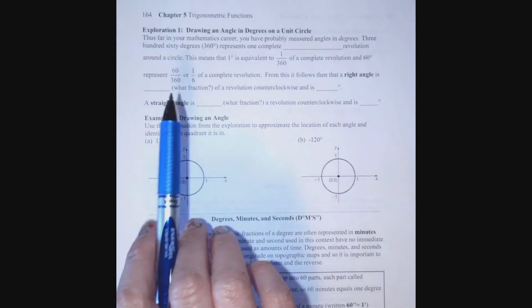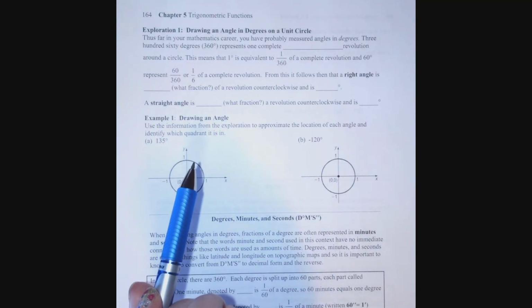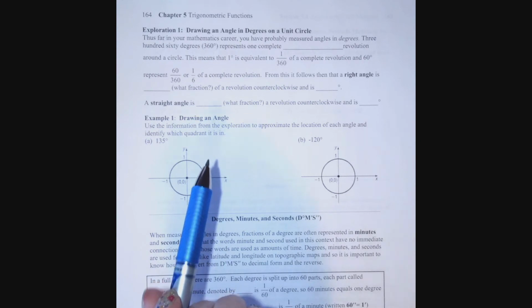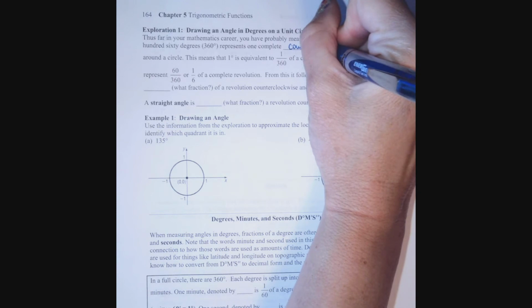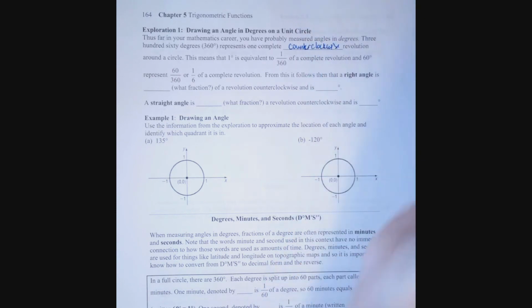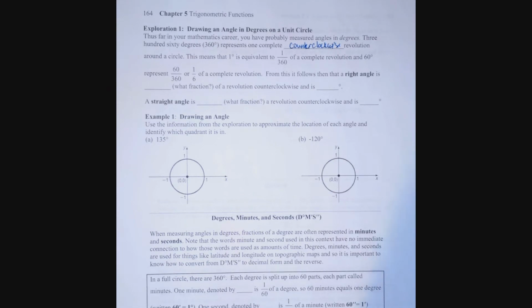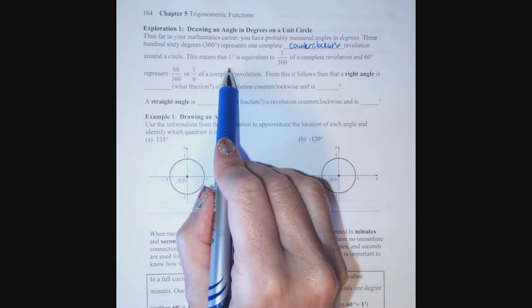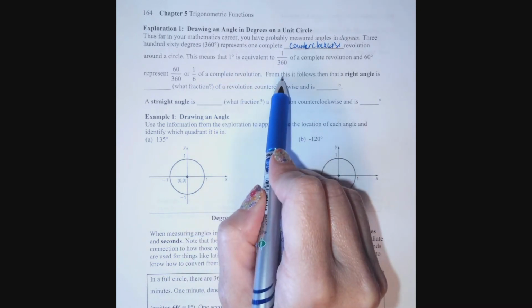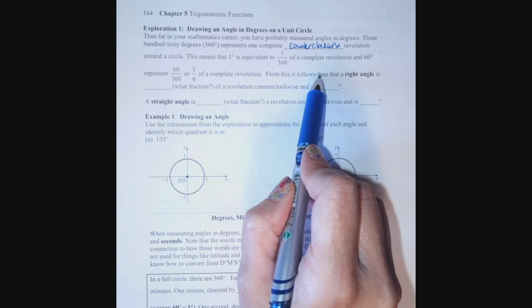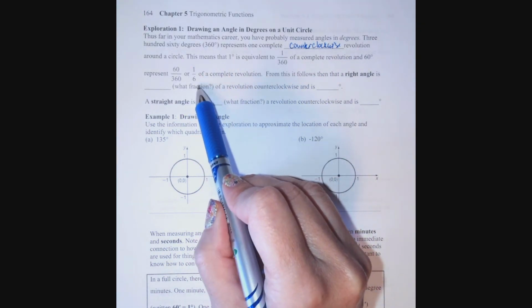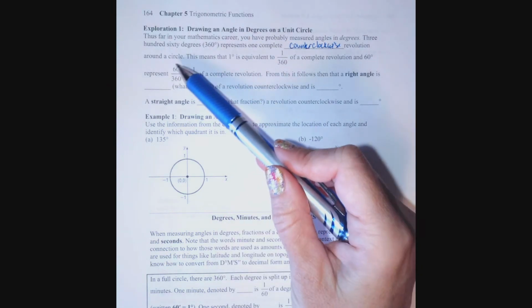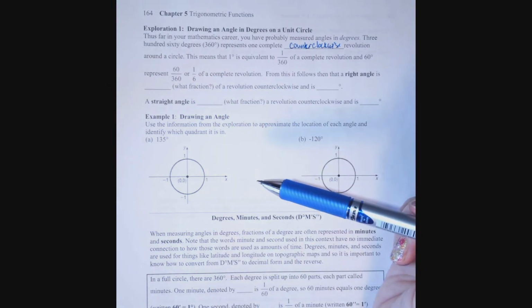Thus far in your career, you've probably measured angles in degrees. 360 degrees represents one complete counterclockwise rotation. Counterclockwise because it's a positive 360 degrees, 360 not 180 like I started out with today. This means that 1 degree is equivalent to 1/360th of a complete rotation. So 60 degrees is going to be 60 out of 360ths, or 1/6 of a complete rotation. Notice that my degree symbols cancel out.